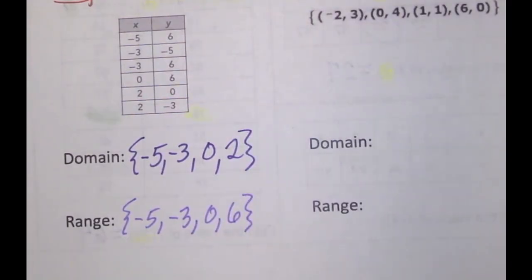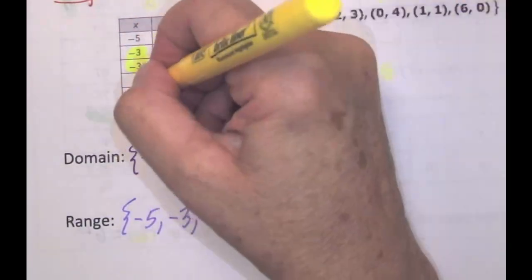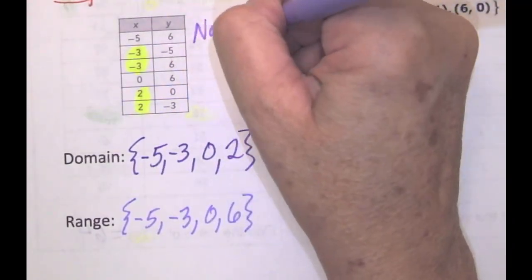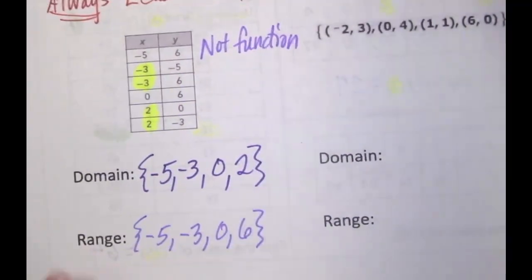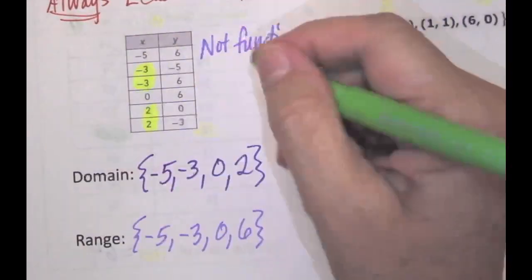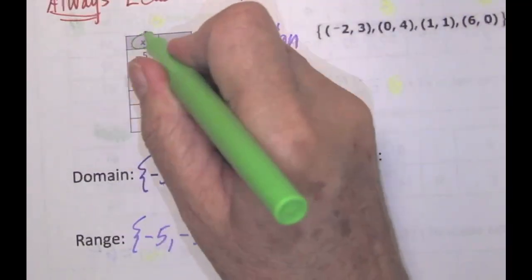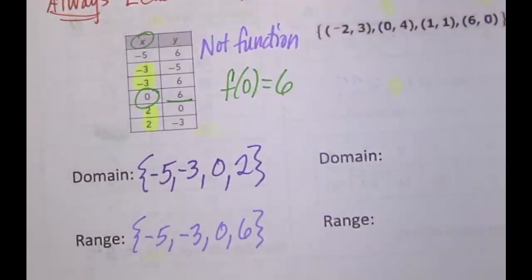Now, just a side note, this is not a function because these X's repeat and these X's repeat. Therefore, not a function. Just extra info here. And then just a reminder from yesterday's lesson, if I ask you what is f of 0, I'm asking when X is 0, what is Y? You're going to say 6.